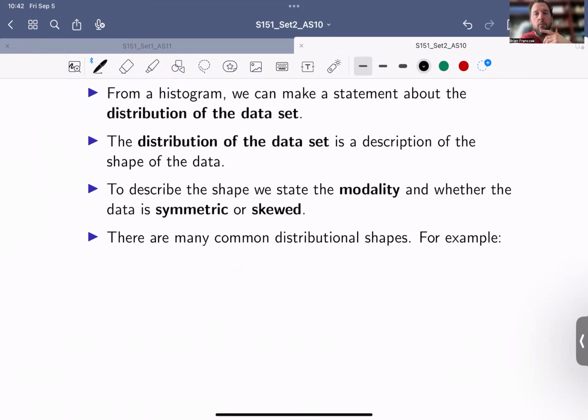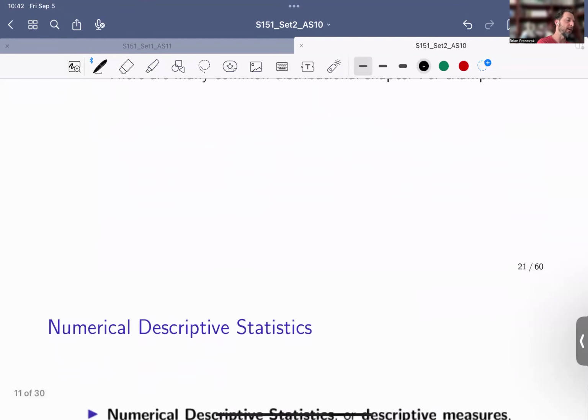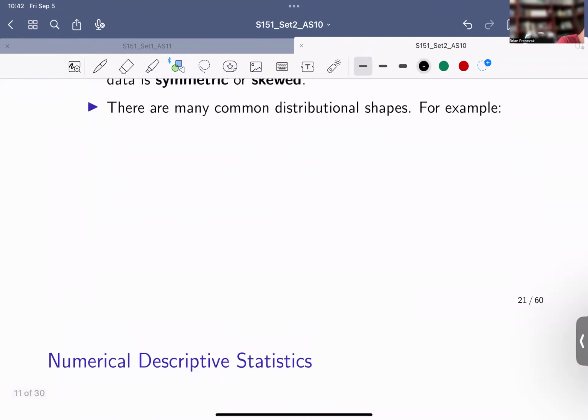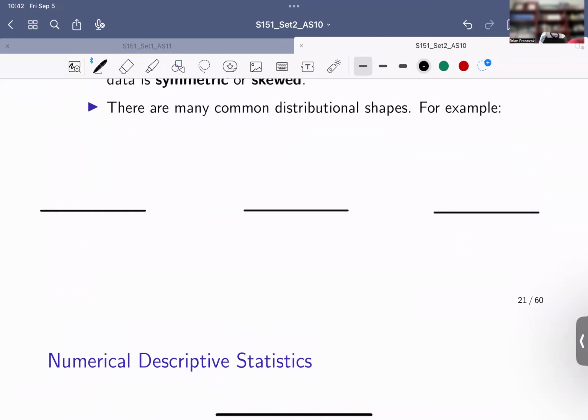When we want to describe shape, we describe two terms, modality and whether the shape is skewed or symmetric. The three most common shapes are as follows. Okay. So let the midpoint here in each case be defined as the center. Now this is important, because the center, or having an idea of where the center is, is what defines the skewness.